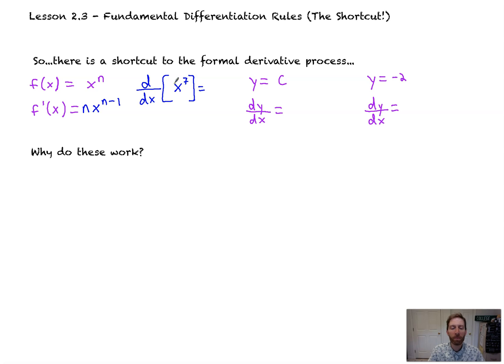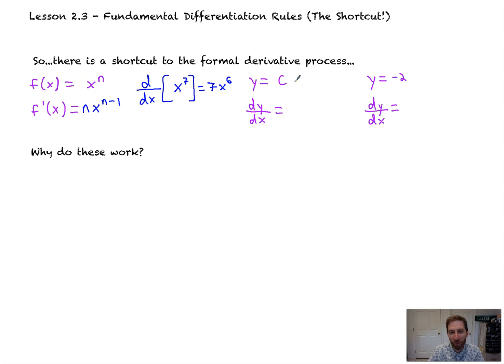How does that work with numbers? Well, you'd do what a lot of teachers call power down. So we multiply by 7. That 7 comes out front, if you will. And then subtract that value by 1. 7 minus 1 is 6. 7x to the 6th is your derivative. Oh! How quick is that? That's it. I promise you.